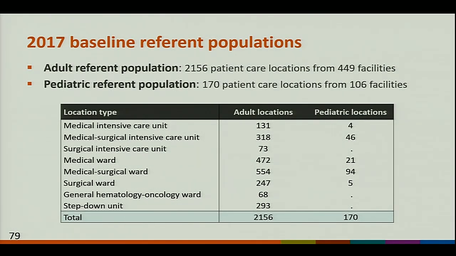Our adult referent population includes 2,156 patient care locations from 449 reporting facilities. Our pediatric referent population includes 170 patient care locations from 106 reporting facilities. The table here shows how many locations are in the referent populations by location type. For adults, we have medical, med-surg, and surgical ICUs, medical, med-surg, and surgical wards, general hem-onc wards, and step-down units. For our pediatric population, we have medical and med-surg ICUs, as well as medical, med-surg, and surgical wards.